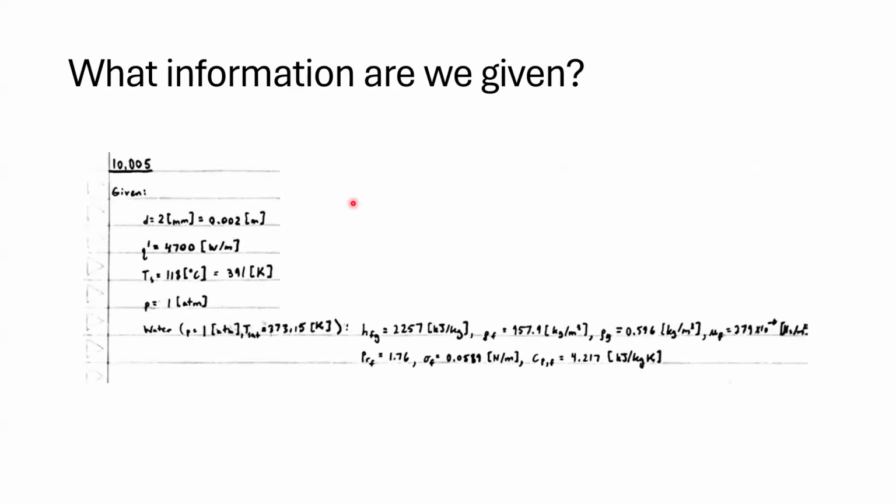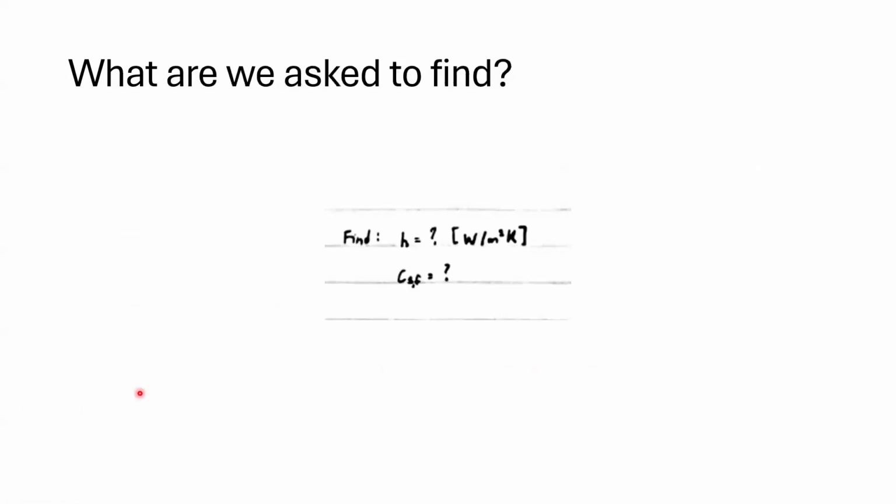So we're given this information. The diameter of the wire is 2 mm. The heat transfer rate per unit length is 4.7 kilowatts per meter. The surface temperature is 391 Kelvin. The pressure of the water is 1 atmosphere. And then here are all of the properties of water at that temperature and pressure from the appendix in the textbook. Again, we're trying to find the heat transfer coefficient and the correlation coefficient.